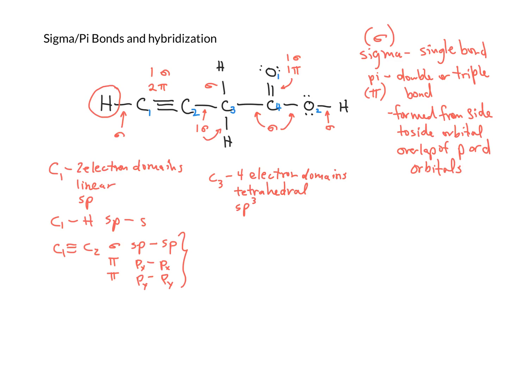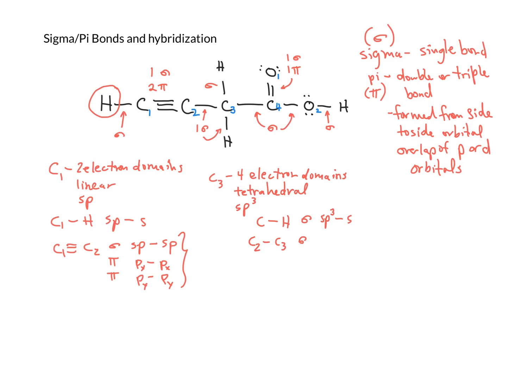So for carbon-3, I have a carbon-hydrogen sigma bond. I have 2 of those. That's going to be formed between an sp3 hybrid orbital on carbon and the s orbital on hydrogen for both of those carbon-hydrogen bonds. Then the carbon-2 to carbon-3 sigma bond, and the carbon-3 to carbon-4 we'll do next when we do carbon-4.